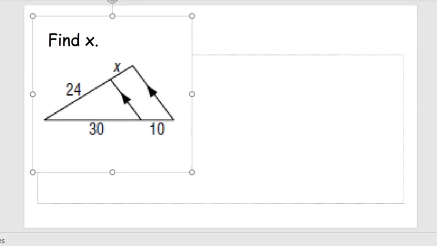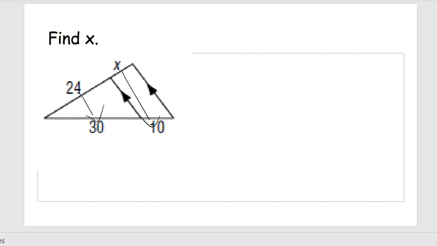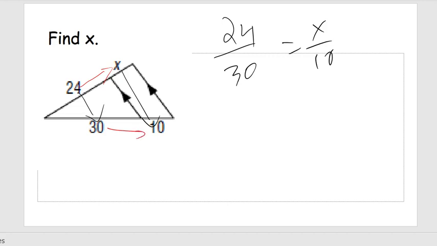So I'm going to show you a couple different ways of how to set this up. So you can do it like 24 over 30 equals x over 10. You could do 24 over x and 30 over 10, just like this. 24 over x equals 30 over 10. And then you can do both one of these and flip them. So you can do like 30 over 24 and 10 over x. So you can do x over 24 and 10 over 30. So each way is going to give you the same answer.